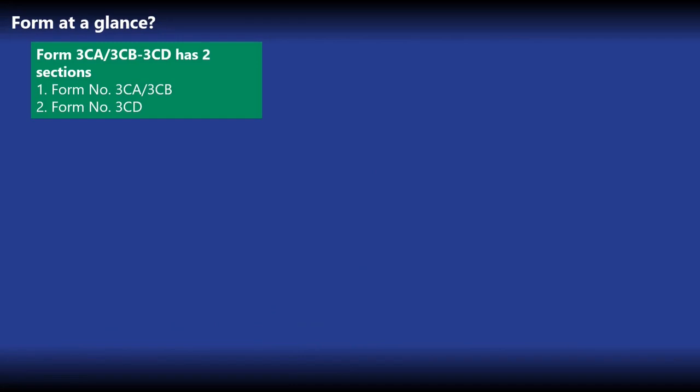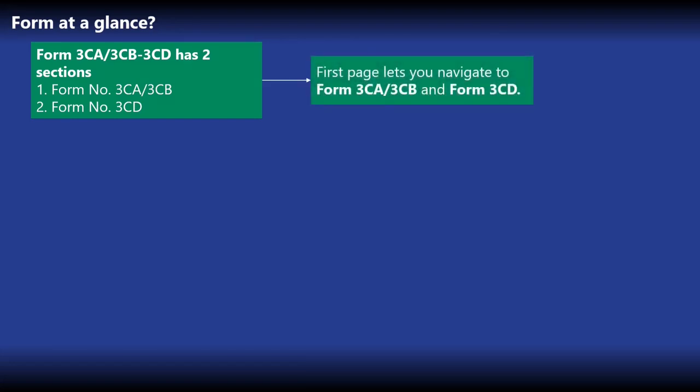Now let us look at the forms at a glance. Form 3CA 3CB 3CD has two sections. The first part is Form 3CA or 3CB and the second part is Form 3CD. The first page lets you navigate through Form 3CA or 3CB and Form 3CD.